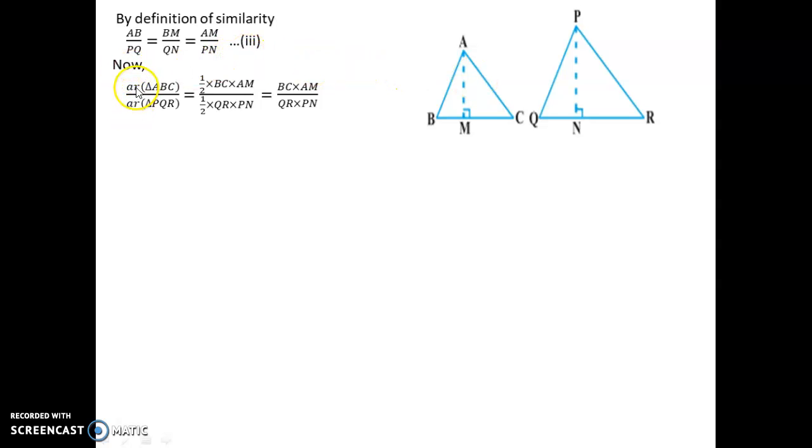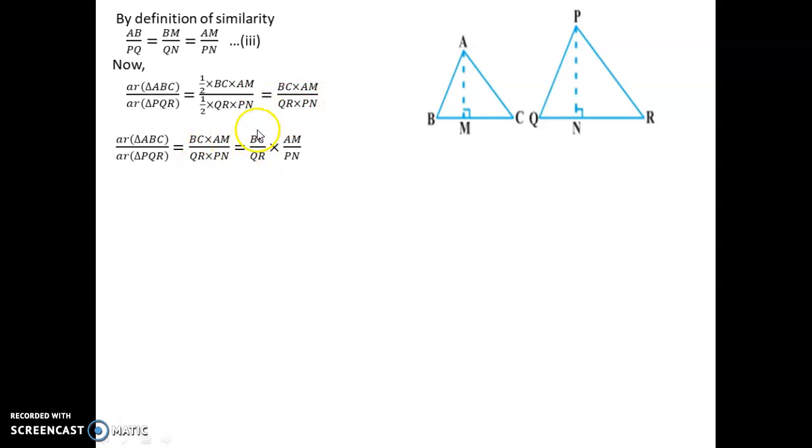Now I am taking the ratio on the left hand side of what we need to prove, that is the area of triangle ABC and the area of triangle PQR. By definition, the area of a triangle is half base into height. Then what will be the area of triangle ABC? That is half base, BC, into height, AM. What will be the area of triangle PQR? It will be half base, that is QR, and the height PN. Okay, half and half are cancelled out and we get BC by QR and AM by PN. Okay, now we can write it in the form of a ratio.